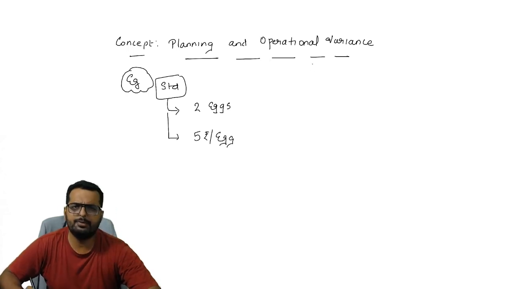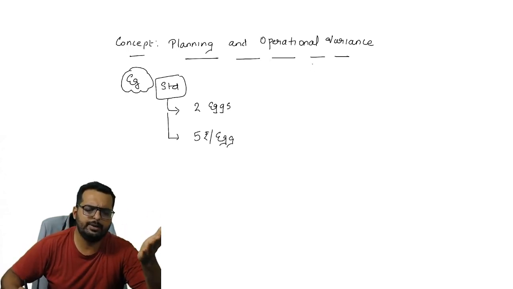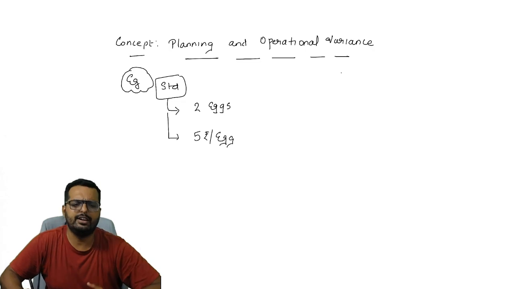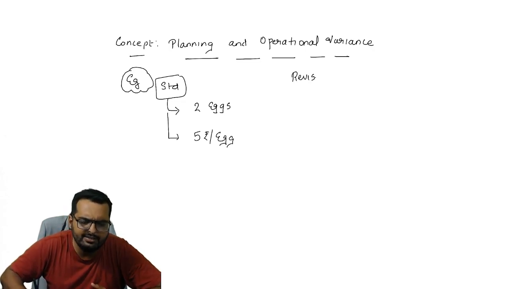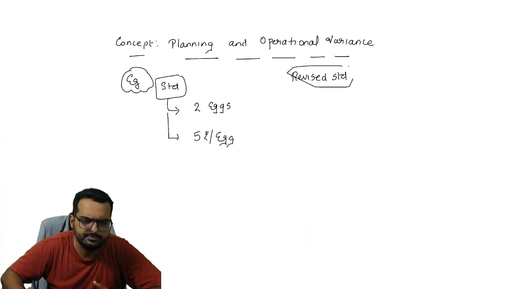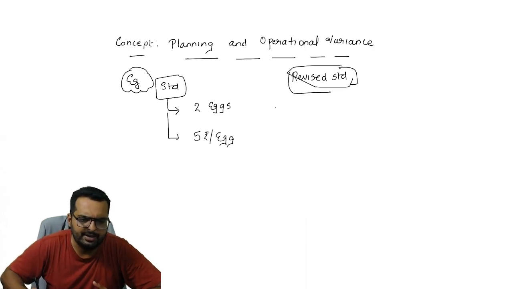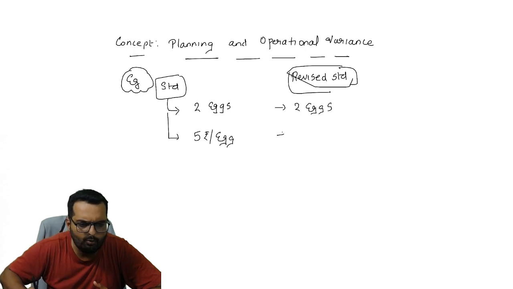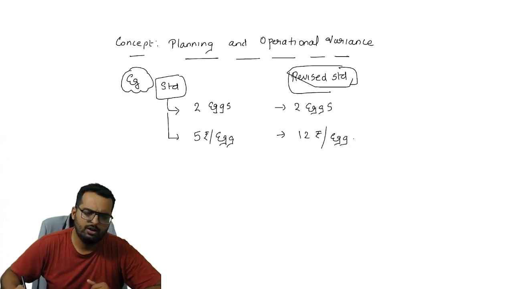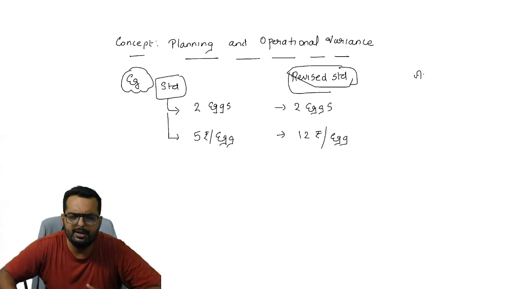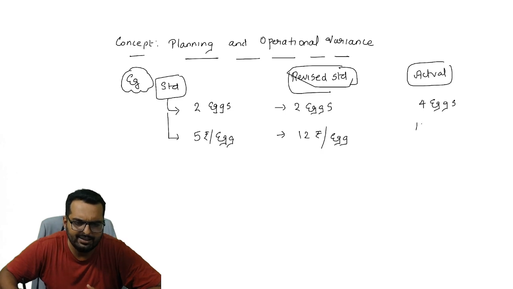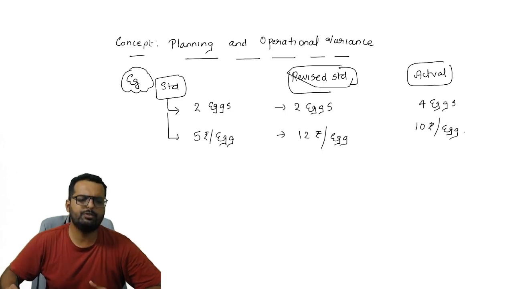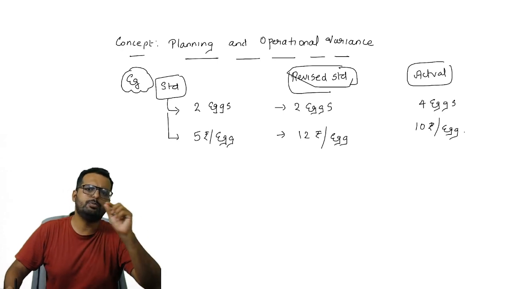But friends, by the time Anshuman went to the outside market to purchase these eggs, what happened was the market price for the egg suddenly went up. And we have a revised standard now. He required the same two eggs, but per egg, the price has, let us assume, become 12 rupees per egg. But Anshuman, due to his ability, ended up purchasing or consuming four eggs, but at the rate of 10 rupees per egg.